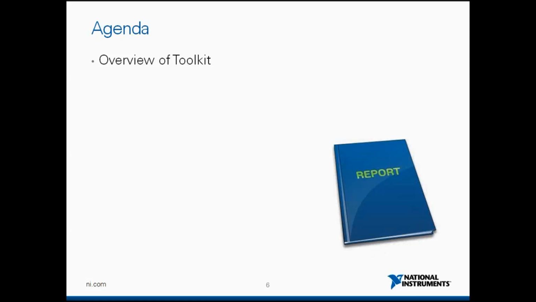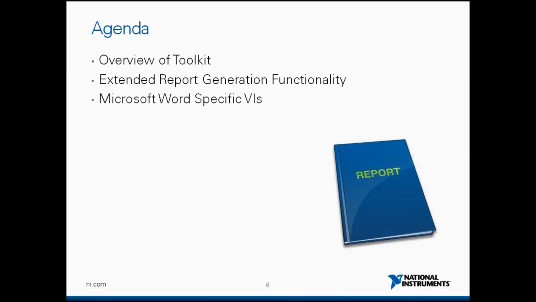We're going to talk about creating custom reports, which are required depending upon your industry and how your manager really wants it. Then we're going to talk about the extended functionality of the Report Generation Toolkit, primarily to deal with the MS Office products like MS Excel and MS Word, which are the standard used formats for reports today. We're going to talk about the Word-specific VIs that we have in our Report Generation palette and the different functionality we can achieve there.